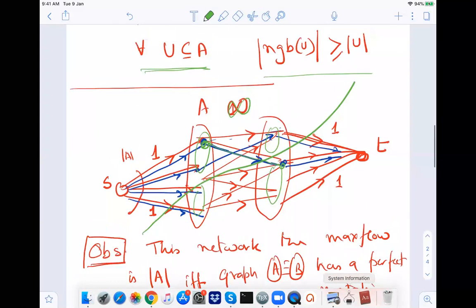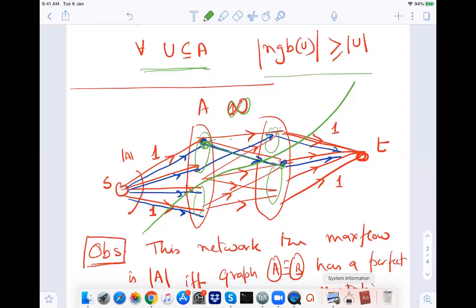The picture is fine, but further, if the number of nodes in A and B are equal, then mod U should exactly be equal to mod neighborhood of U. If A and B both have n people, then I'm saying that for any U subset of A, mod of U should be exactly equal to mod of neighborhood of U. No, why? Then that can be bigger, right?